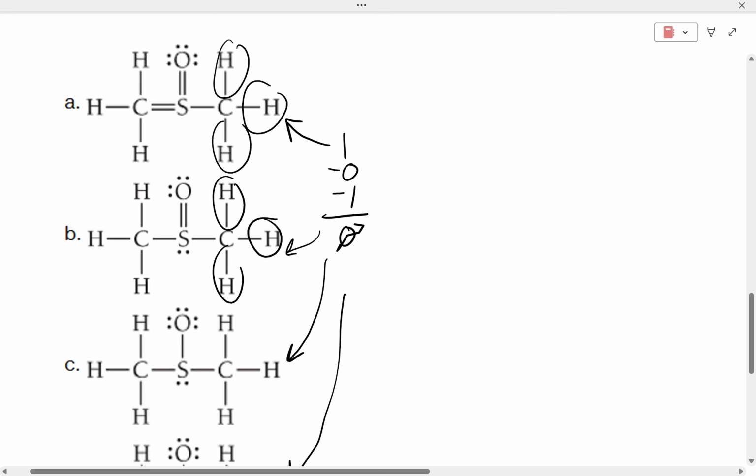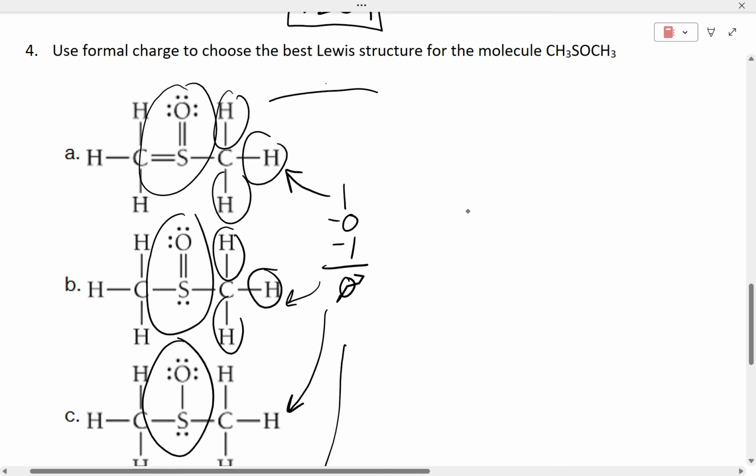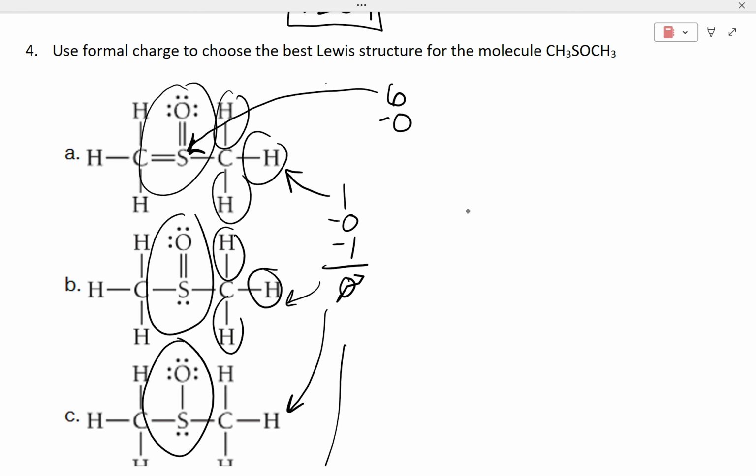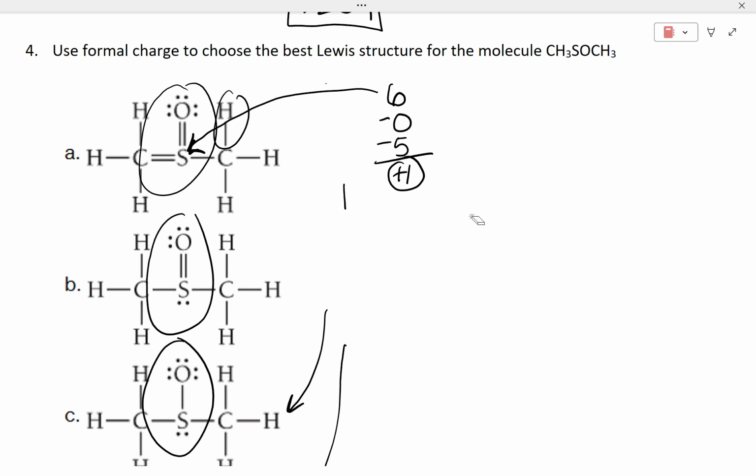We want to focus on what's different, which looks like the center of this molecule is the part that's different in these structures. So as we're finding formal charge here, if you look at this sulfur, sulfur normally has 6 valence electrons. In this structure, there are no dots on my sulfur, but there are 1, 2, 3, 4, 5 lines. So my sulfur has a formal charge of +1. I'm going to erase these ones because that got a little messy.